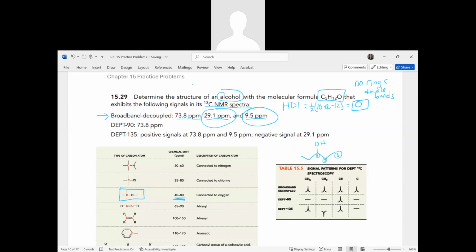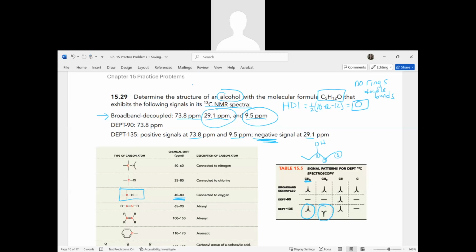So far, this proposed structure can be correct, but let's verify with the other pieces of information that were given with our DEPT spectra. So we see here the DEPT 135 spectrum would confirm the presence of a methyl group and a methylene group, right? So we have positive signals here and here. So DEPT 135 positive would confirm a methyl group. The negative signal at 29.1 would confirm the methylene groups. And we see that we have only one signal for both the methyl and the methylene groups.